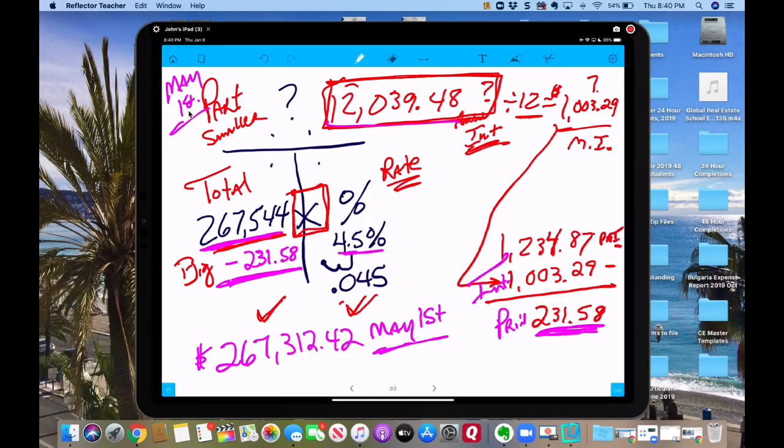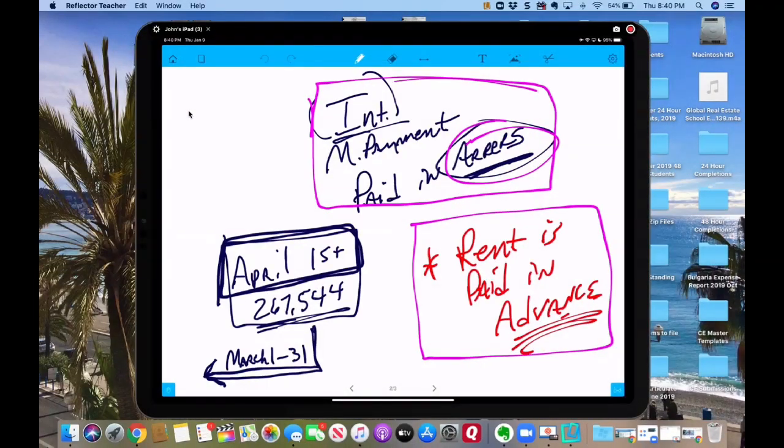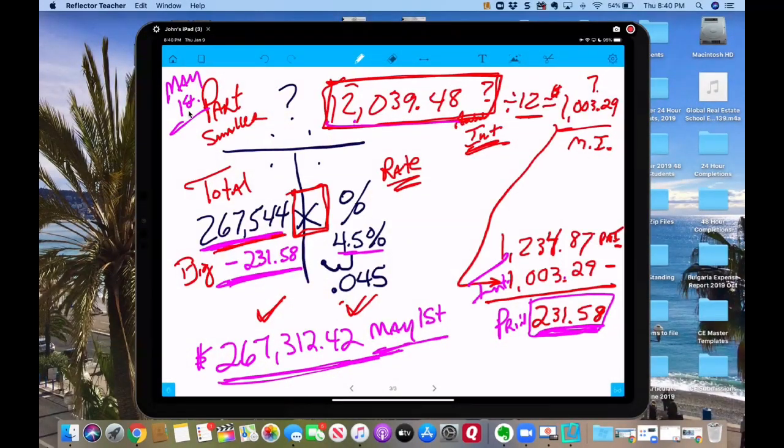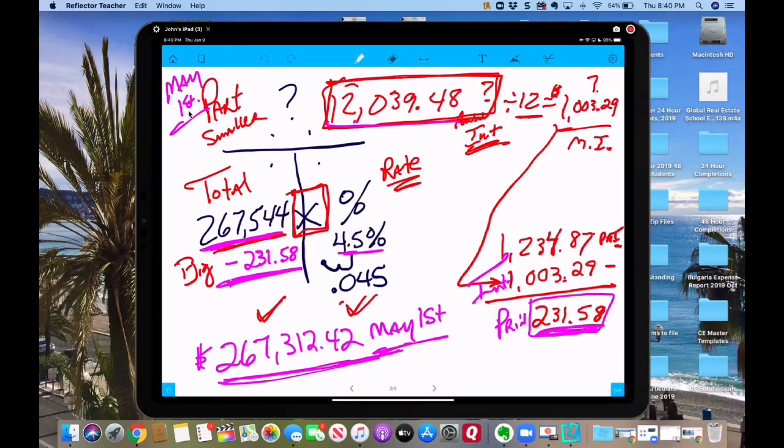Because when we calculated the interest and got the annual interest divided by 12, got the monthly interest, subtract it from the payment, this is how much on May 1 would have went to the principal. And so now we have a new loan balance, that's our loan balance on May 1st. But we're closing on May 23rd. And interest is always paid in arrears. So let's go over and do this a little deeper. So our new loan balance on May 1st is $267.